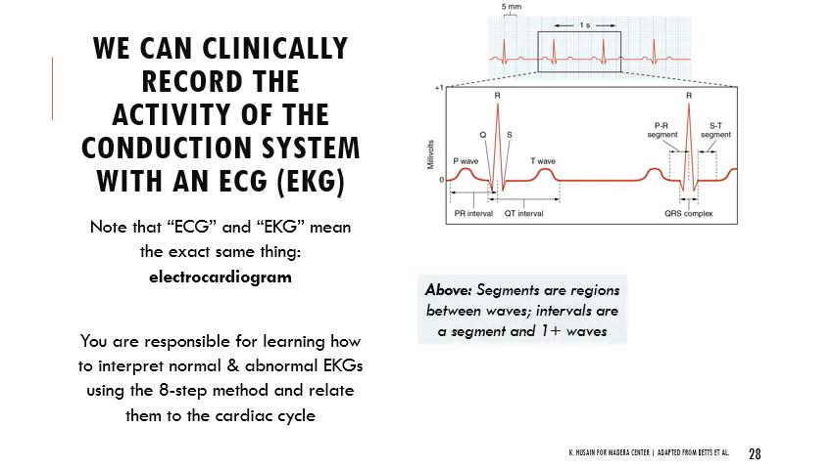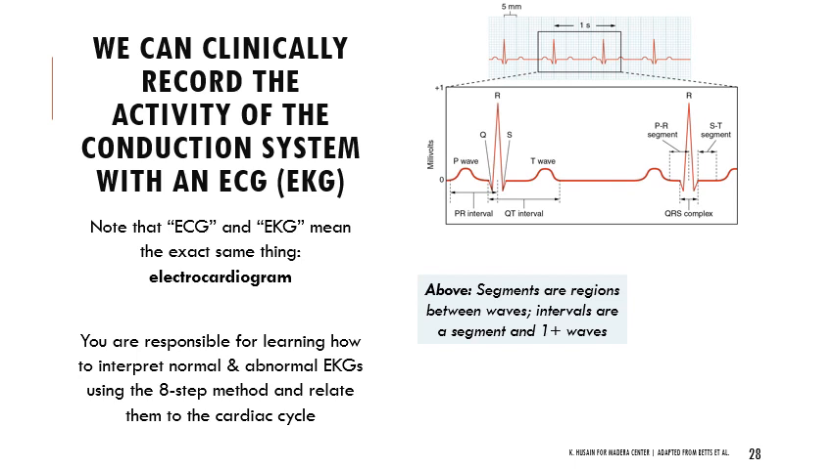So when we look at different waves or intervals or segments, segment is referring to a region between two waves. For example, we have the PR segment, there's a P wave and an R wave. The gap between those is the segment, the PR segment. An interval is a segment and one or more waves. For example, we have the QT interval, which is going from that Q dip to the end of the T wave. So we have an interval there. So we have the R wave and the T wave, and then we also have other components there as well.